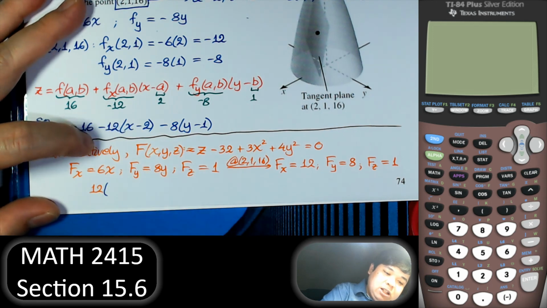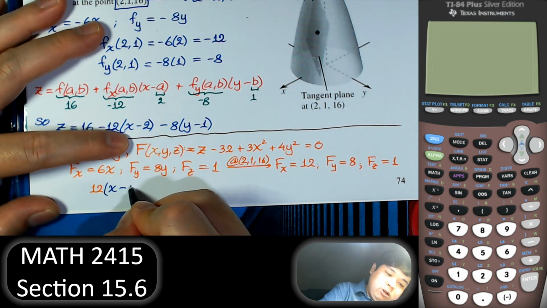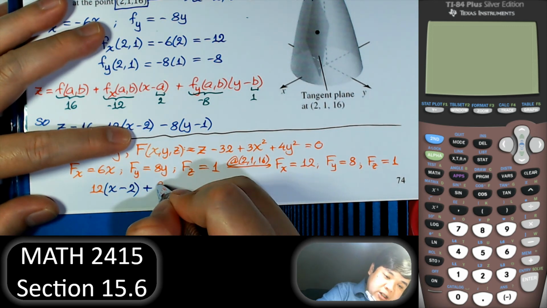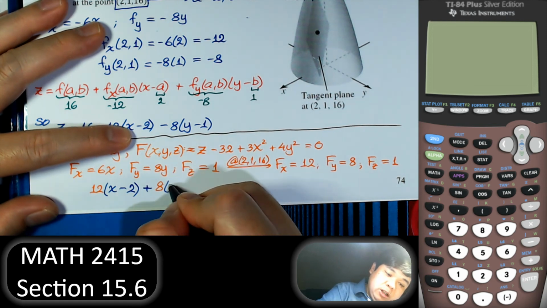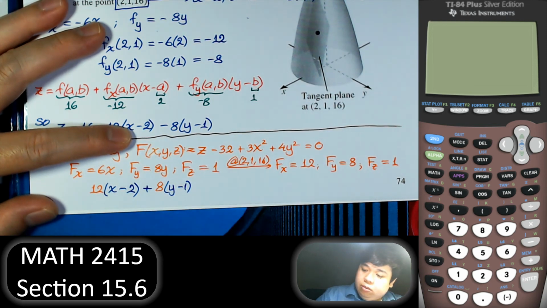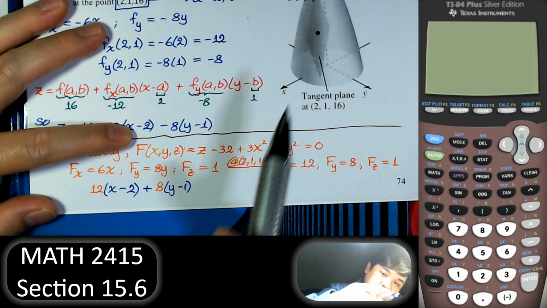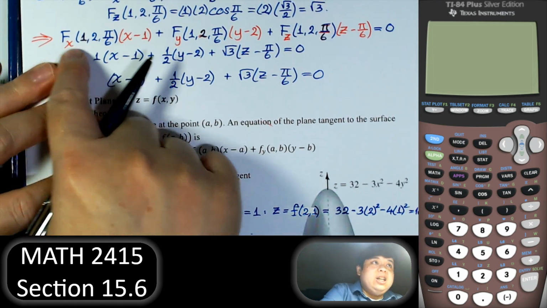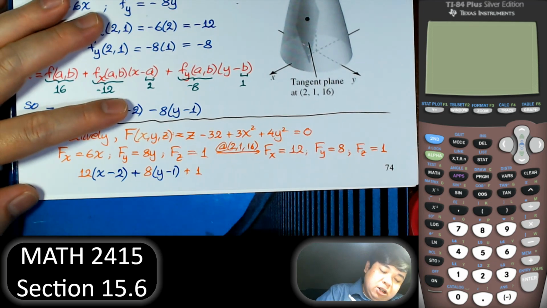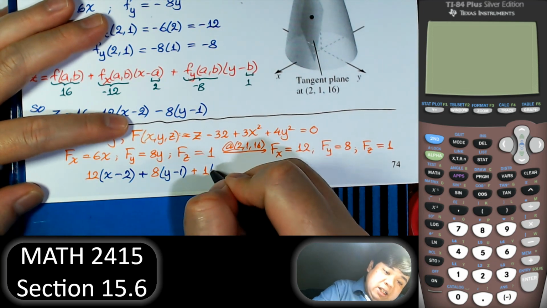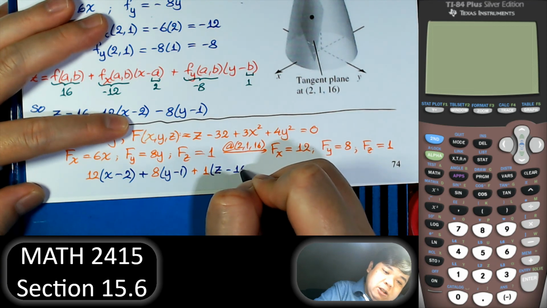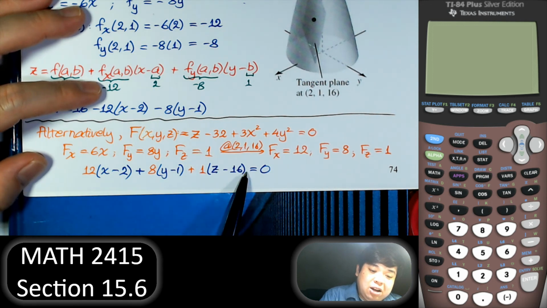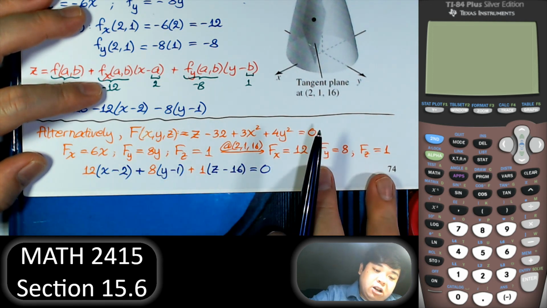That derivative with respect to x times x minus the point, plus derivative with respect to y times y minus the point, and then plus derivative with respect to z. So I'm using this equation of a tangent plane to the level surface, and then z minus 16. Right? I just multiply this out. That's z minus 16, and I move everything to the other side.